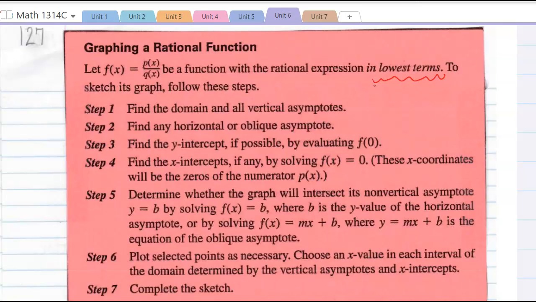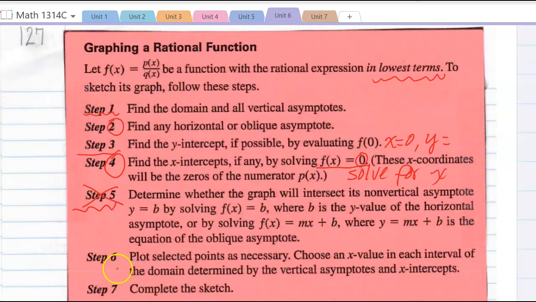But after we do that, we should be able to find our domain as well as our vertical asymptotes. Then after that, we're going to find our horizontal or oblique asymptotes. We're going to find our y-intercept if it's possible. That's when we let x equal 0 and we solve for y. Then after that, we're going to go find the x-intercepts. That's when we let our function equal 0 and solve for x. We will actually be skipping number 5, so let's not worry about that.